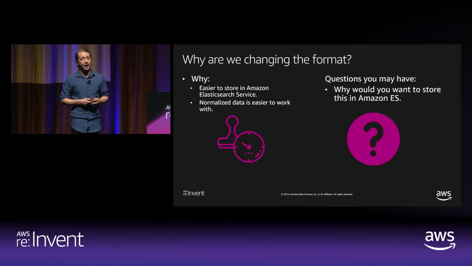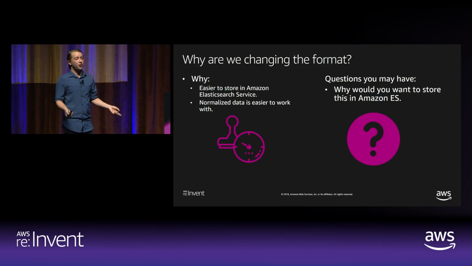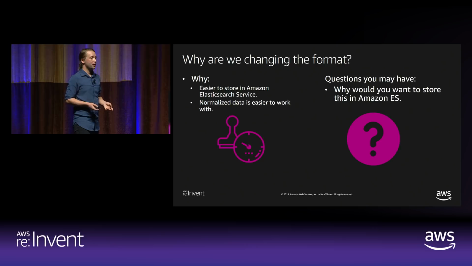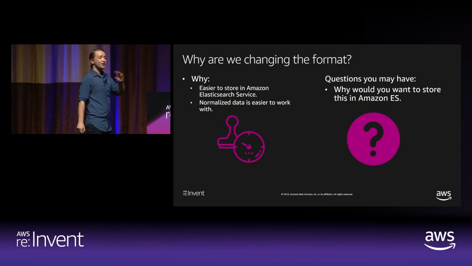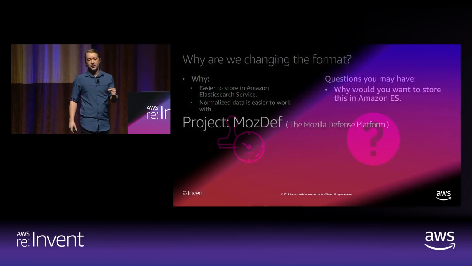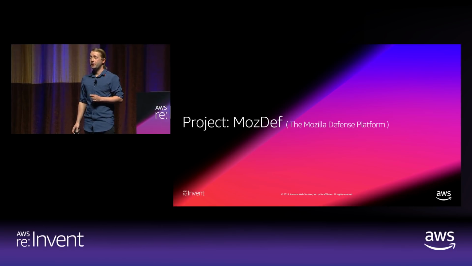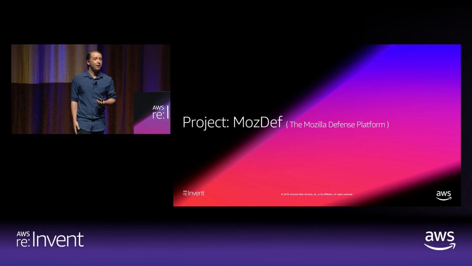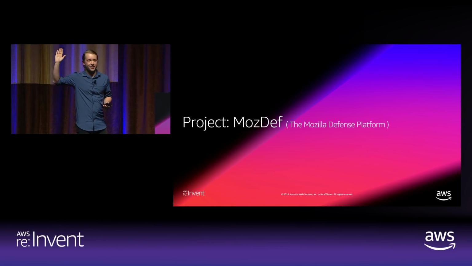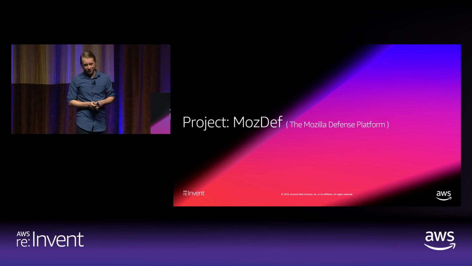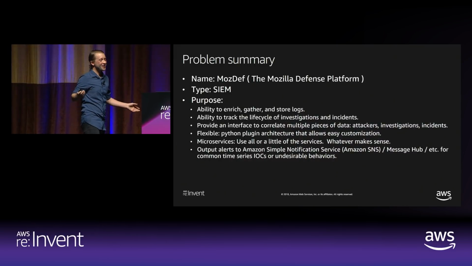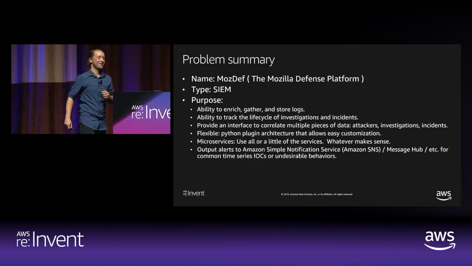The question that you might have for me is why would you want to store this in Amazon ES or an Elasticsearch cluster of your own? And that kind of is a nice segue into the next project here, which is MozDef, the Mozilla Defense Platform. How many people have ever heard of MozDef before today? Just a few. Hopefully that'll change. Tell your friends.